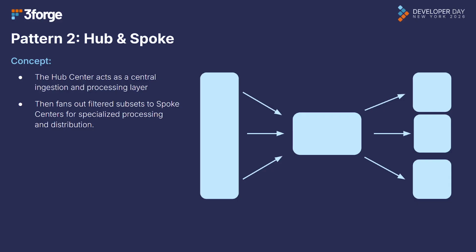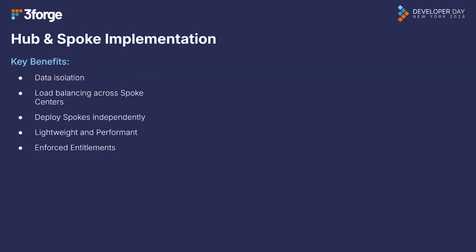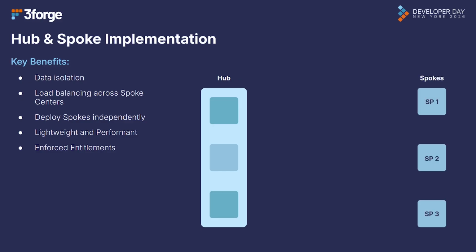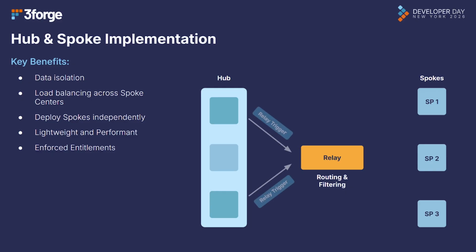Now let's see how we can implement this architecture. Okay, so here I have my hub center in one hand. On the other hand, I have a bunch of spoke centers, SP1, SP2, SP3. Now the next step is to set up a relay in between that will be responsible for disseminating the subset of data. So inside the relay, you're going to specify your routing and filtering rules.